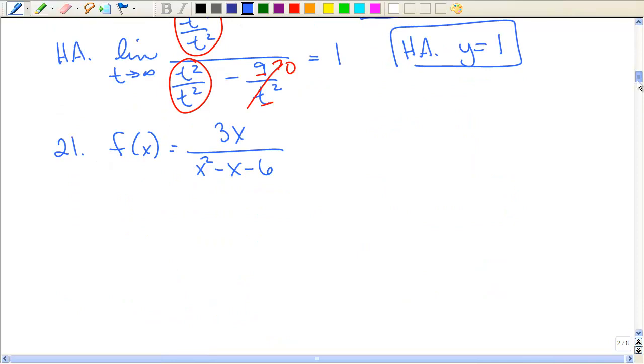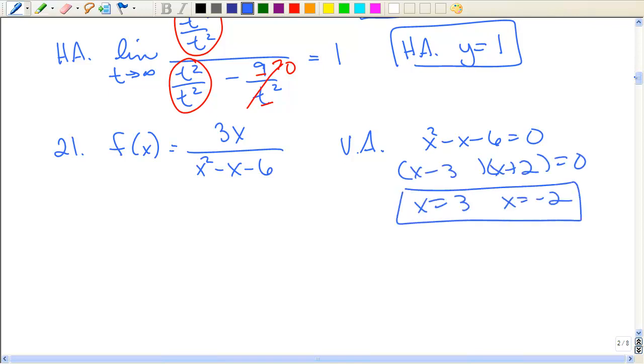Right? Same process here. Vertical asymptote, set the denominator equal to 0. This time I'm going to have to factor. So those are my two vertical asymptotes. Then for the horizontal one, I want to divide every term by the highest degree of x in the denominator. So that would be x squared.